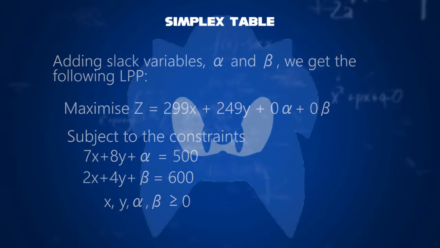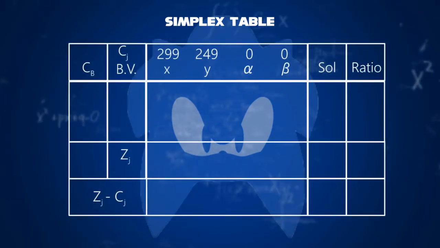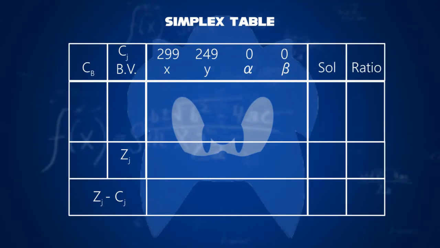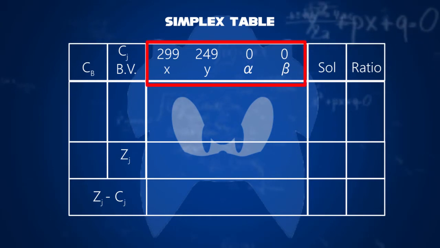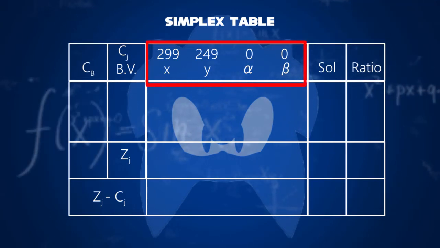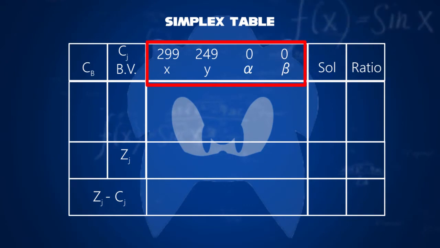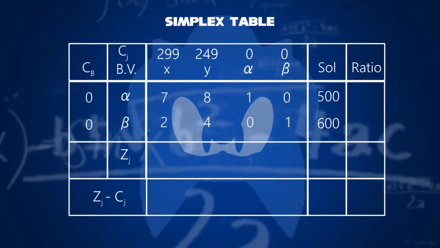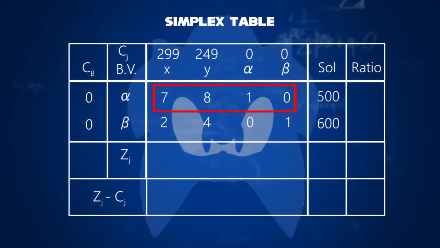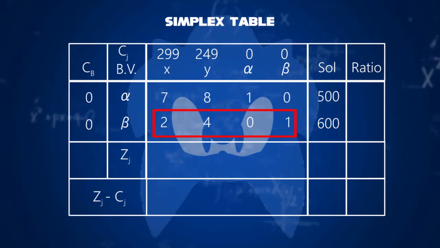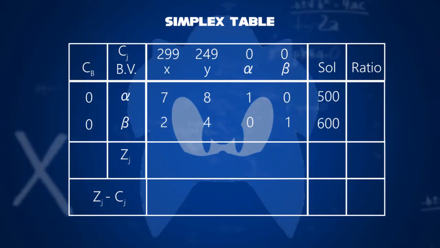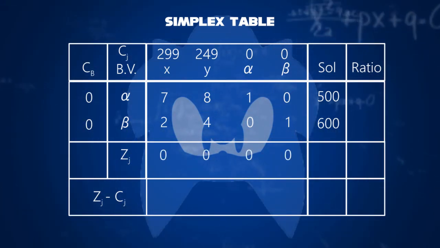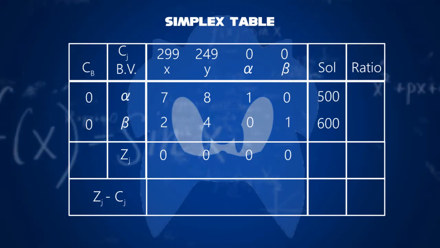Then, let us construct a table, with Cj, the basic variables, and Cb, having slack values. The basic variables of Cj include 299, 249, 0, and 0. First row: 7, 8, 1, and 0. The solution is 500. Second row: 2, 4, 0, 1. The solution is 600. Once the constraints in the table are set, we can add all the products.